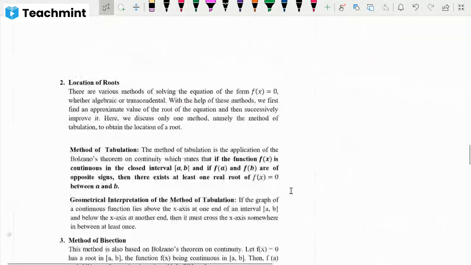This theorem gives us the location of a root of a given algebraic or transcendental equation. It is very important, and the statement of this theorem is here. If the function f(x) is continuous in the closed interval [a, b], and if f(a) and f(b) are of opposite signs, then there exists at least one real root of f(x) = 0 between a and b.